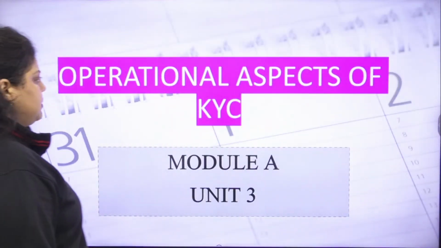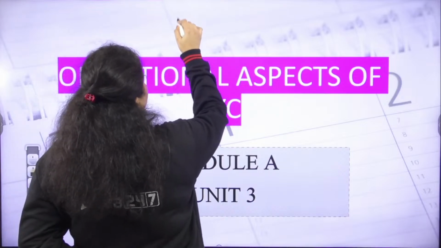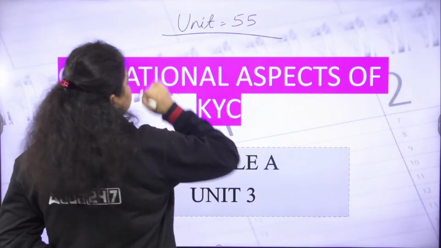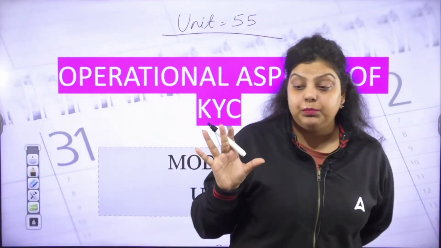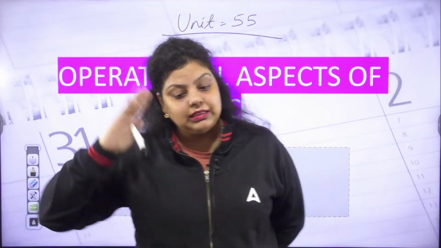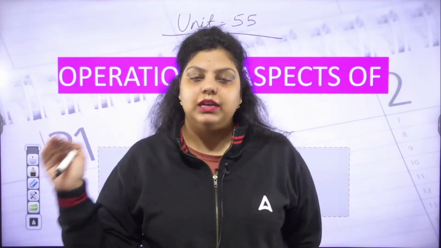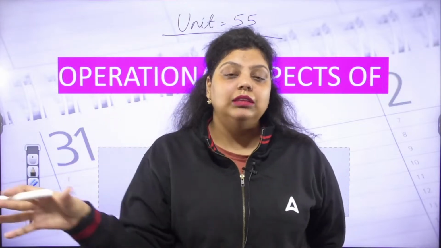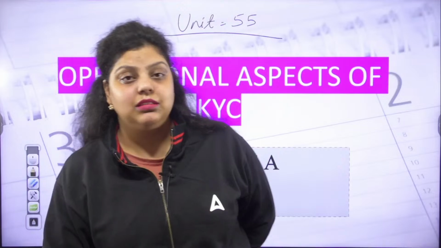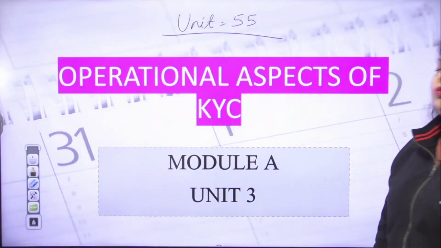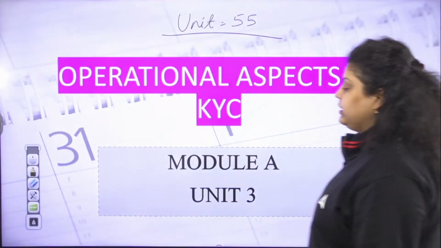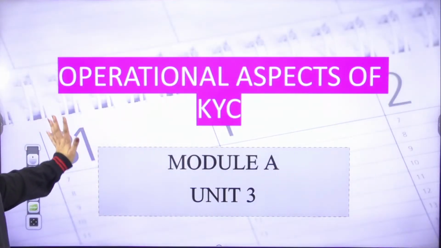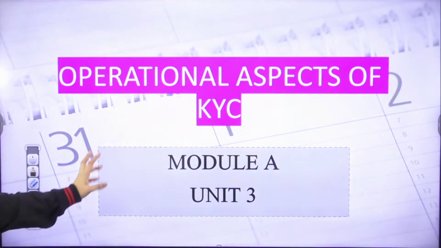When we talk about PPB, the Principles and Practices of Banking, you will find there are 55 units. How many units are there? 55 units, and PPB has the lengthiest syllabus. The second subject, IE/IFS, comes at the second number. Compared to the other two subjects, these two have the maximum syllabus in your JAIIB. That's why we need a proper strategy to clear both subjects in one go. So this chapter is the operational aspect of KYC, module A, unit number 3.